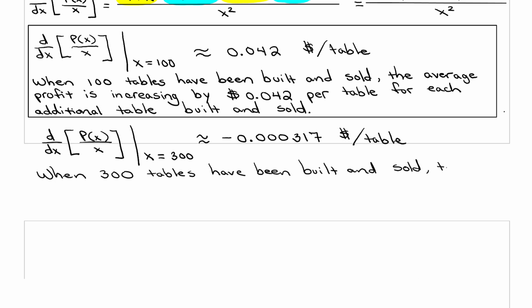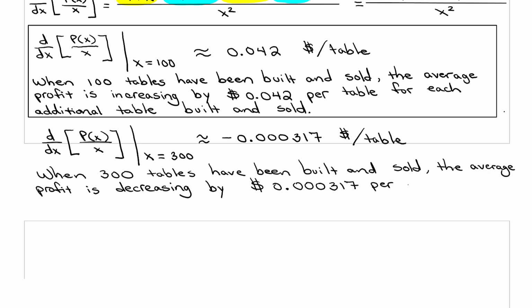So when 300 tables have been built and sold, the average profit is decreasing by $0.000317 per table for each additional table built and sold. And I'm going to go ahead and box that in, and that's going to be our answer for this problem.